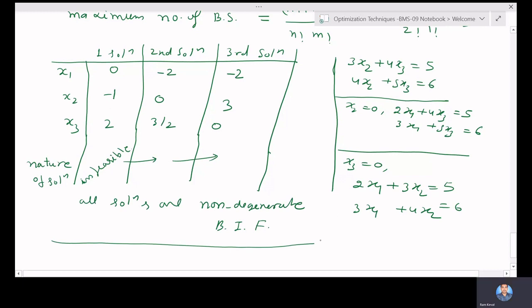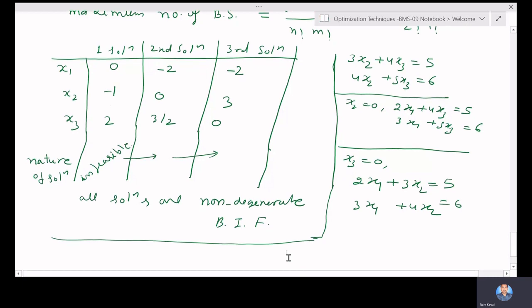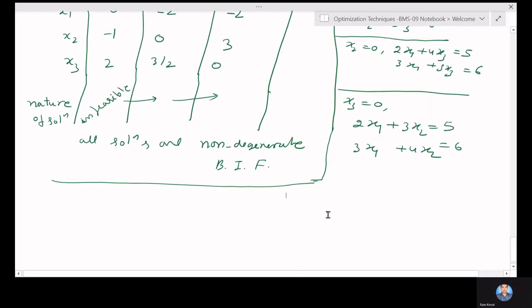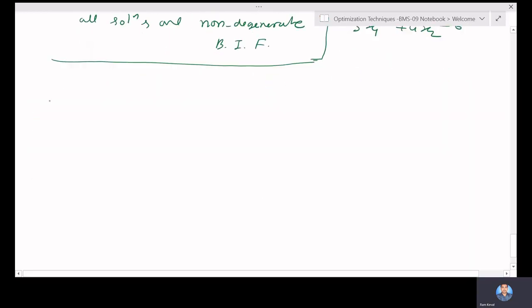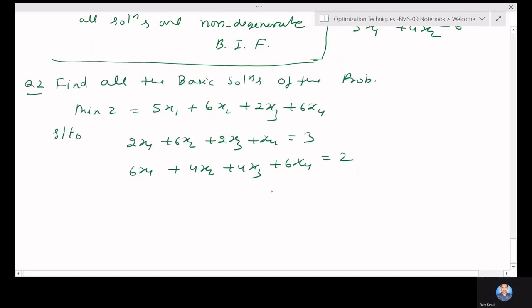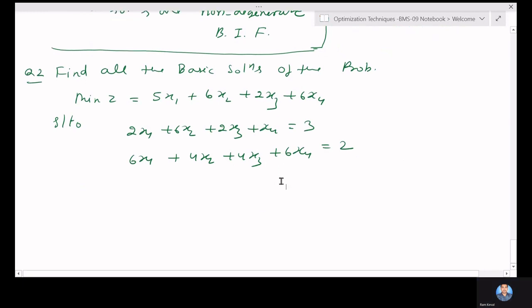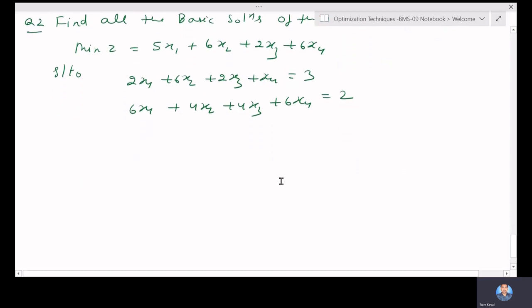Now we want to discuss one more problem: find all the basic solutions and infeasible solutions. So no need to write non-negative restrictions. So this is the problem.